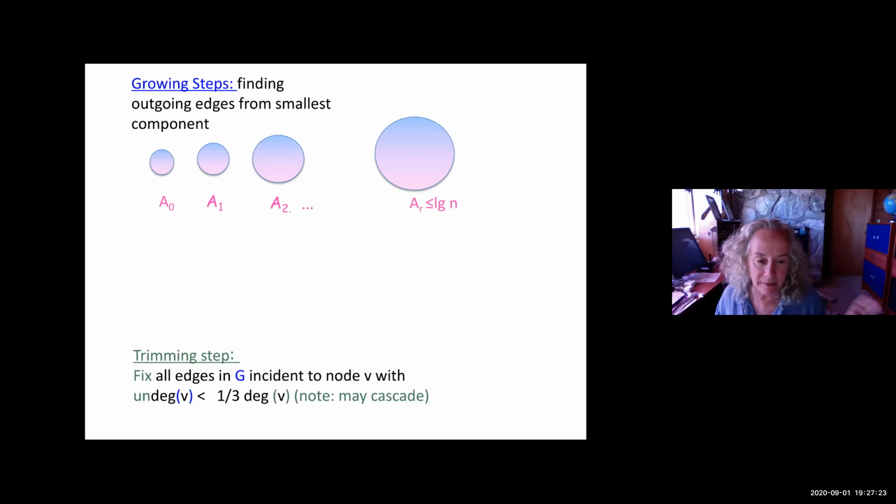We do that in two cases, but one case is when the undegree, the unsampled edges incident to V, gets too small. When they get to less than 1/3 of the degree of V, then we fix them. And notice that when we fix an edge, it has the effect of fixing the other endpoint, right? Because the edge gets fixed. So this may cascade, in fact. It will also reduce the undegree of other nodes, so you have to take that into account.